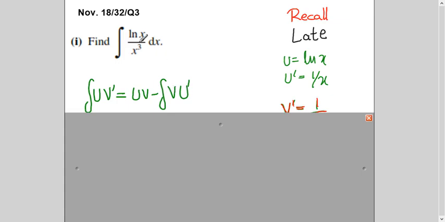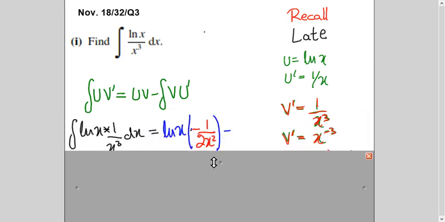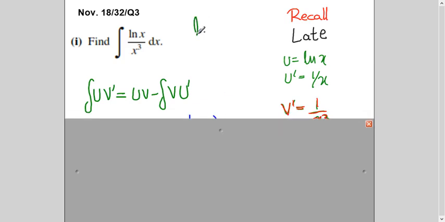So the important thing is that out of these two functions, which one you will take as u. You remember the word LATE, which helps you to identify. This sets the priority of selecting u. So log is present here, so my u is ln x. This thing means ln x into 1 over x cube, right? So this is my u and this will be my v.